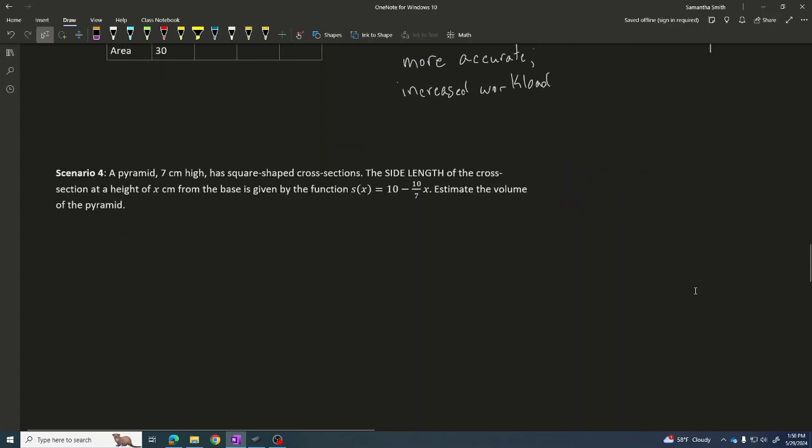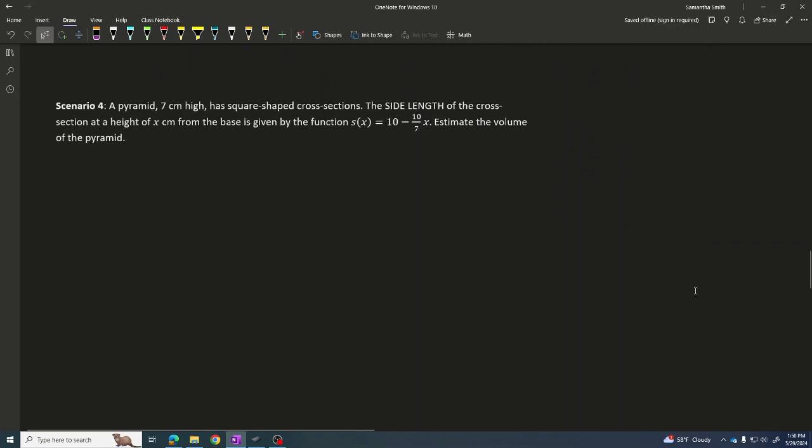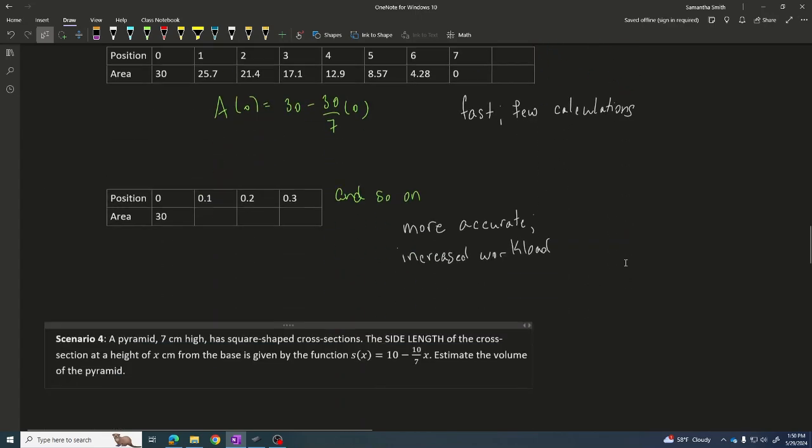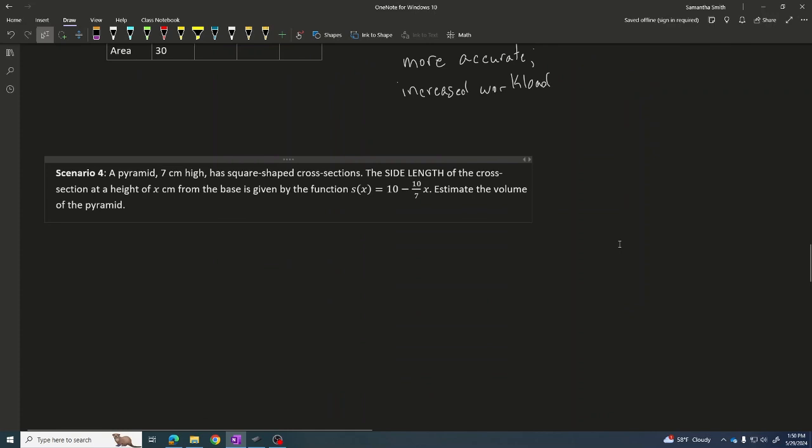Now, again, sort of toward the kind of problem in today's problem set, I want to add an extra little bit of complexity to a question like this one. So same scenario, same pyramid. Still 7 centimeters high, still has square-shaped cross sections. So far everything is very, very similar to what we had in the previous exercise. But there's one big difference in terms of the data that we are provided.